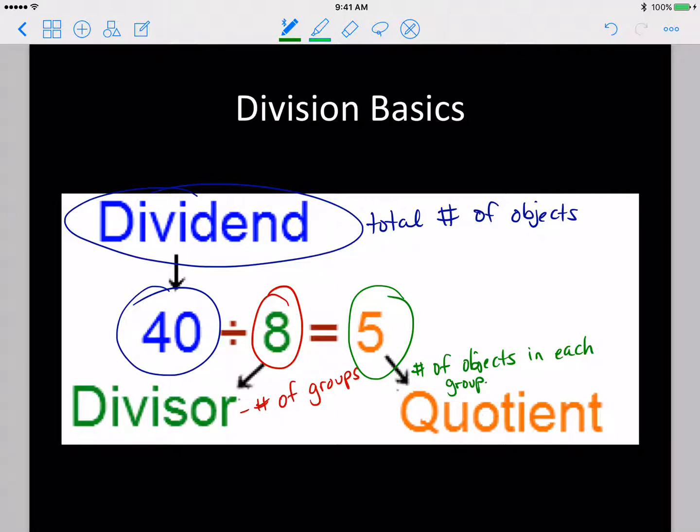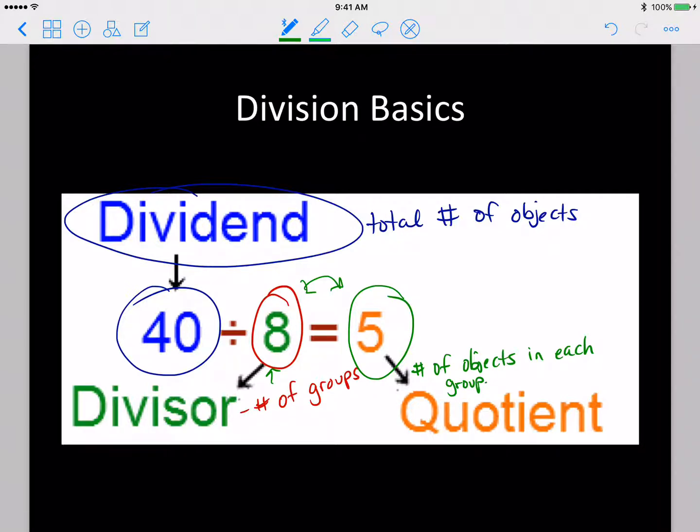Depending on the type of question, these roles could be flip-flopped. You could have the number of objects in each group as your divisor, and you're needing to find the number of groups. That does happen, but know that you solve the problem the same way. Okay, just keep that in mind. So we have the dividend, the total number of objects. The divisor here is the number of groups, or it could be the number of objects in each group, depending on how the question is worded.